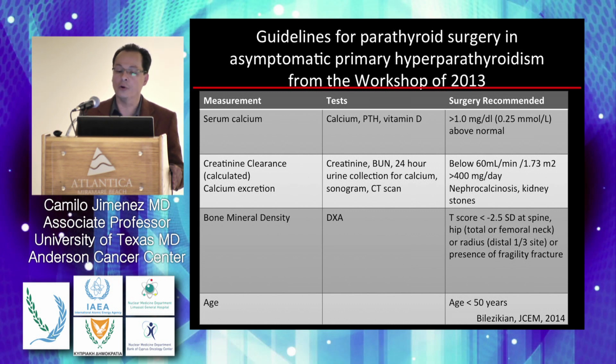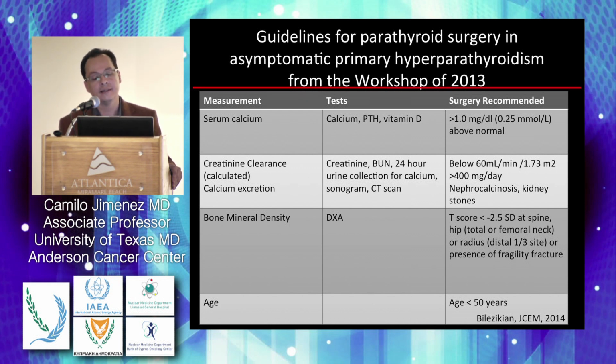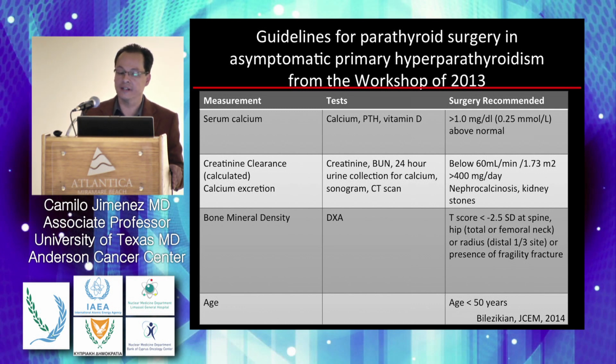In regards to bone mineral density, as you know, this is a condition that may predispose to bone loss. So everybody who may have a T-score value of minus 2.5 at any site, the spine, the hips, or the wrist, may need to have a parathyroid surgery simply because they are more prone to develop fractures.